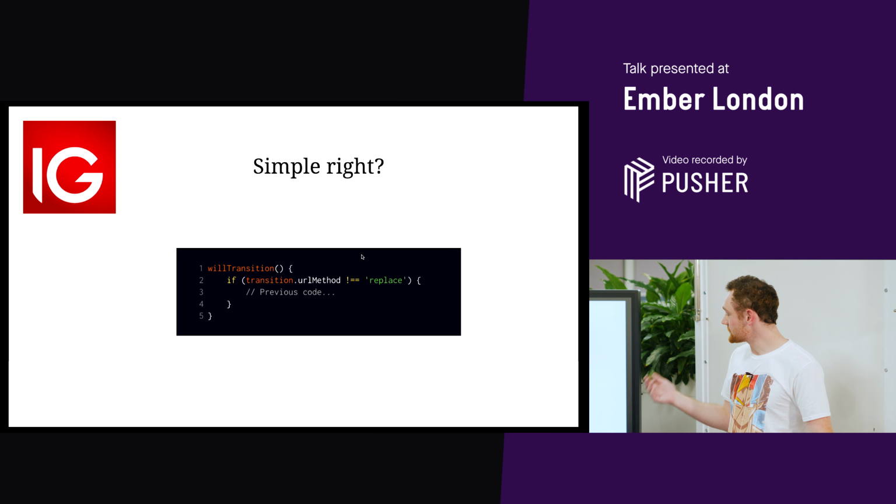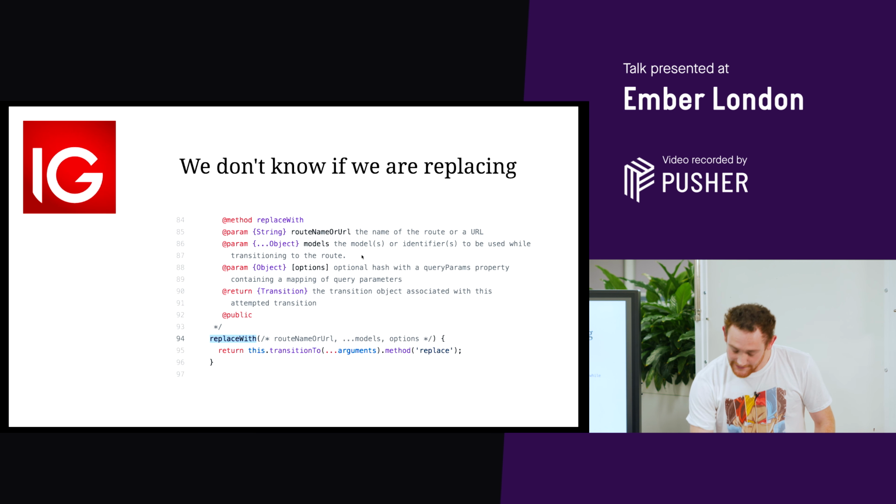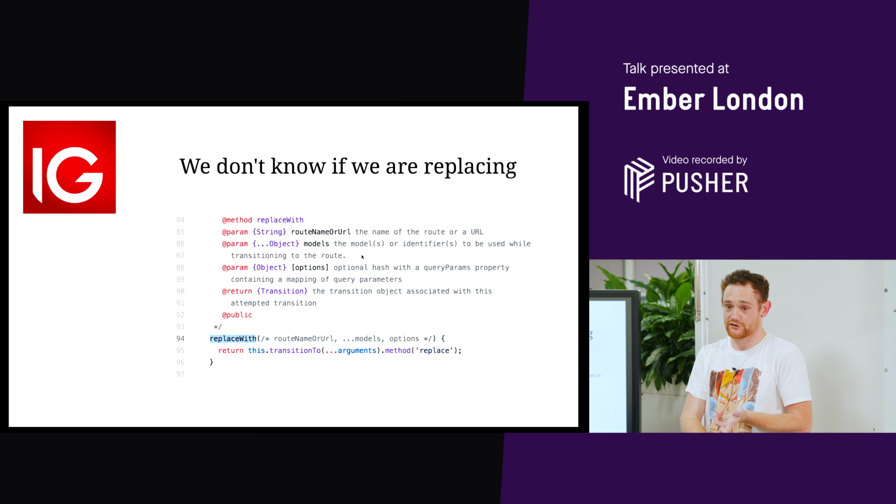So there's a URL method, which is on transition. We can just basically go, if transition.url method is not equal to replace, which is what it is if you use replace with, then we can use this. But that doesn't work because this is the offending line of code in actual Ember itself. Line 95 is what you want to look at. You can see that the way in which we set our URL method is with this dot method final function, and it's actually transition to that calls will transition. So basically, by the time we reach that will transition hook, we have no idea whether we're replacing, whether we're transitioning to, whether we're doing anything like that.